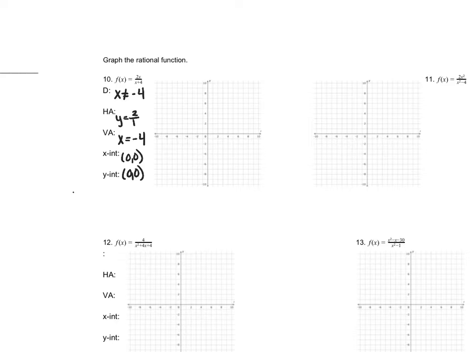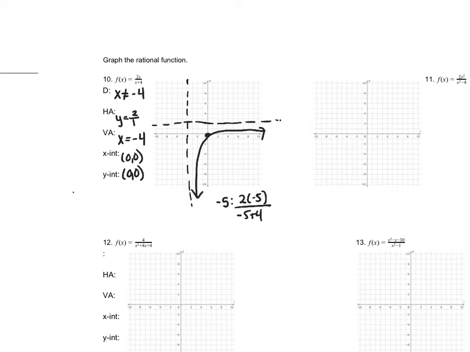So for my domain, I get negative 4, okay, which is my vertical asymptote, so that's going to go here. My horizontal asymptote goes at 2. And then the point 0, 0 goes here. So I know that this graph has to go below that asymptote. Now I need a graph on the left-hand side of my vertical asymptote, so I'm going to plug in negative 5 into the equation. So 2 times negative 5 over negative 5 plus 4 is negative 10 over negative 1, which is positive 10. So when I plot that point, negative 5, 10, that makes that graph go that way.